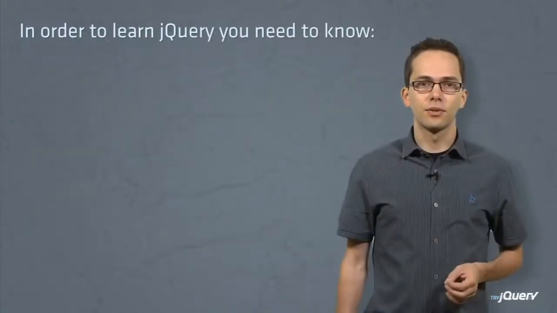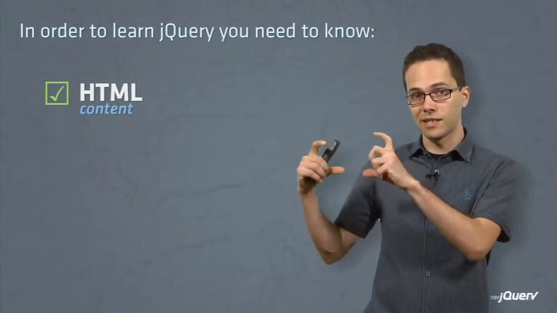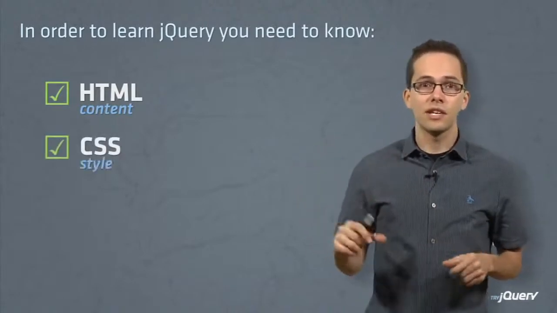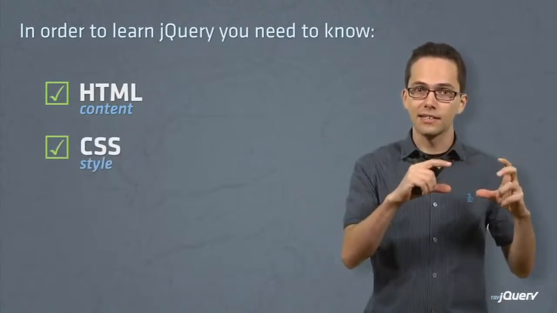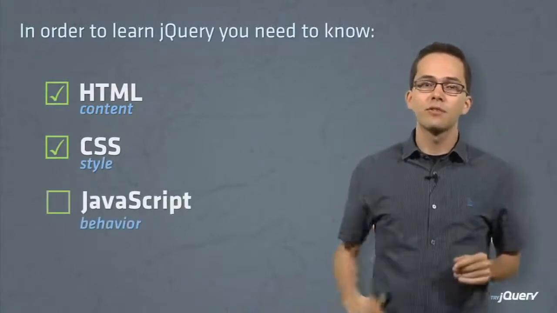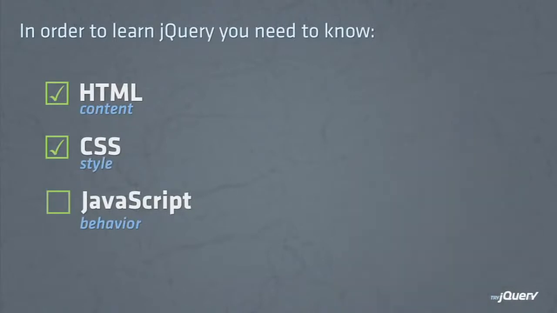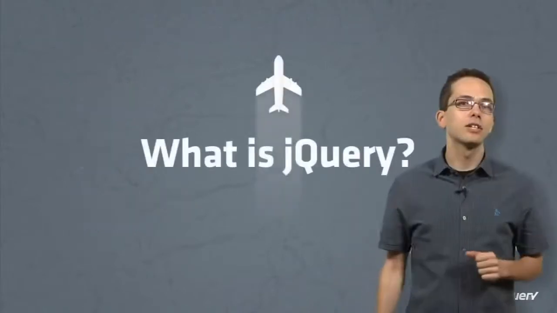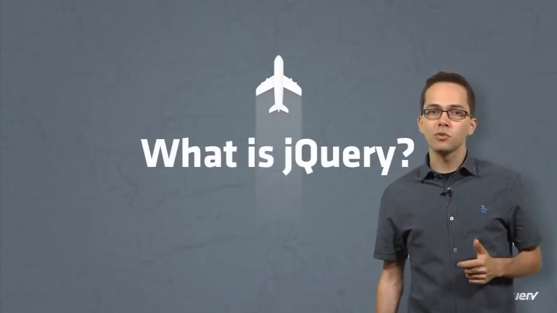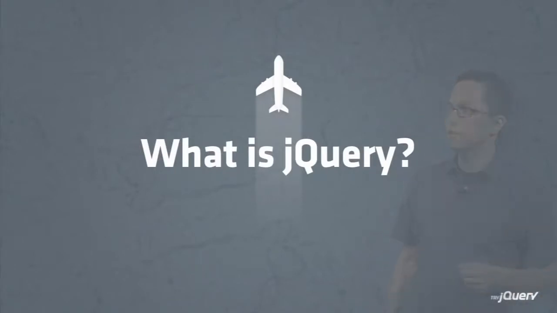In order to take this course, you need to be familiar with HTML, which is how we create content inside web pages, CSS, which is how we style that content, and maybe a little bit of JavaScript. But if you're not familiar with JavaScript yet, don't worry, we'll be going over it as we go through the tutorial. Now, before we start looking at code, we need to make sure everybody knows what jQuery is and what it can do. Here's a few examples at Code School.